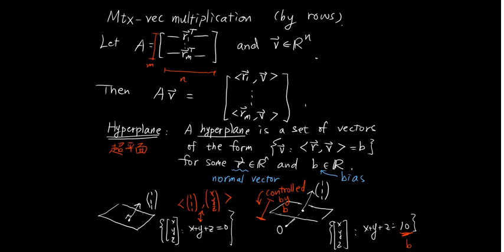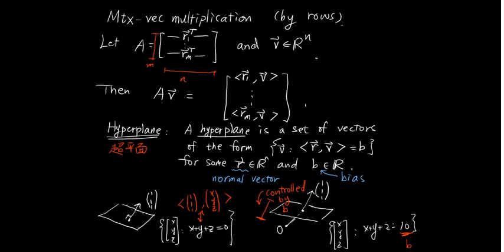Okay, so a hyperplane in a two-dimensional space is basically a straight line. A hyperplane in three-dimensional space is a plane. A hyperplane for n-dimensional space is an (n-1)-dimensional subspace. Okay, just giving you some more intuition about this.